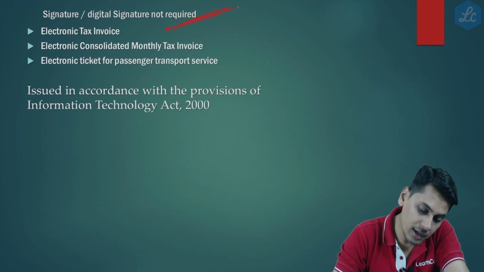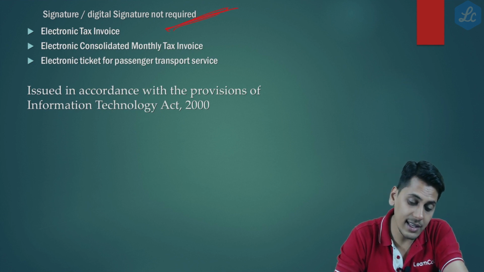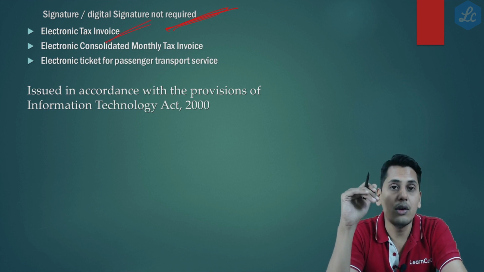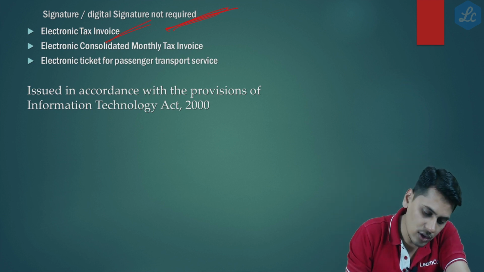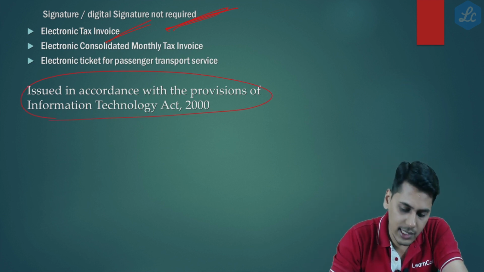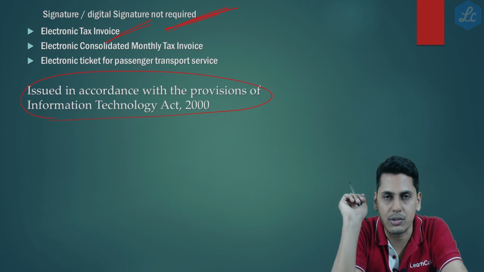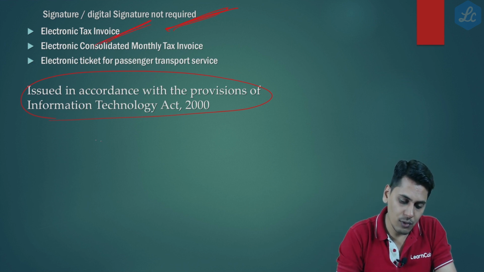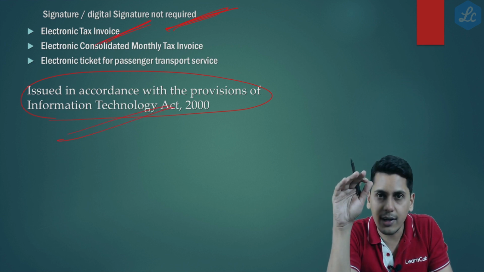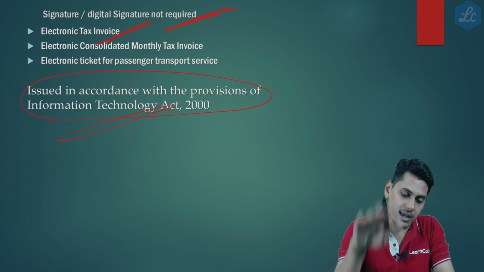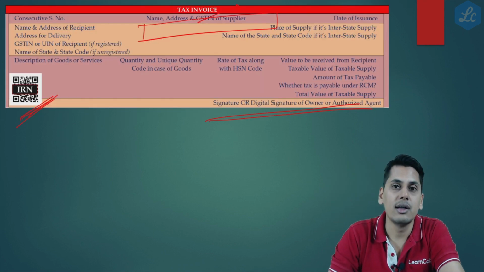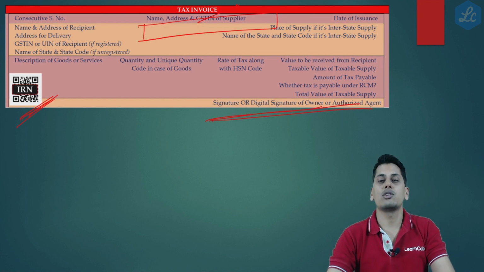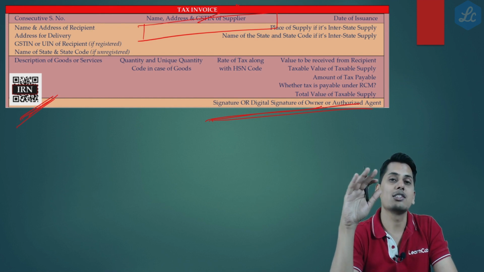There, in rule number 46, there was a proviso which told you that signature or digital signature is not required in case of an electronic tax invoice. Now friends, what was that electronic tax invoice? Those which were issued in accordance with the provisions of the Information Technology Act 2000. Can you call this e-invoice which you are raising an electronic tax invoice issued in accordance with the Information Technology Act 2000? The answer is yes. So in case of an e-invoice prepared in terms of rule 48 sub rule 4, signature or digital signature of the owner or of the authorized agent is not mandatory.